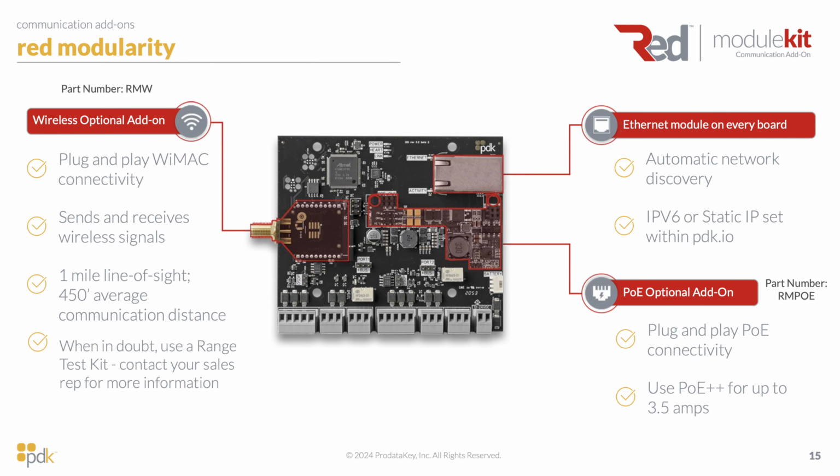The wireless module is the RMW, stands for Red Module Wireless. This is going to be another chip that you just snap onto the board, provides an advertised 1 mile line of sight, 450-foot average. I want to really clarify here that you should always use a range test kit. You can reach out to your salesperson. They will get you set up with a range test kit because interference with wireless is a very real thing. So don't go into any job site just assuming that the 450-foot indoor range is going to be suitable for your application. Make sure you test it first.